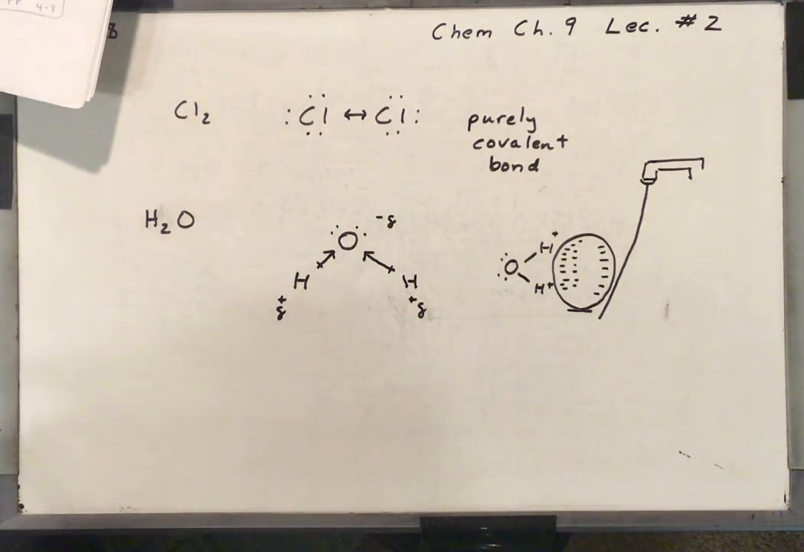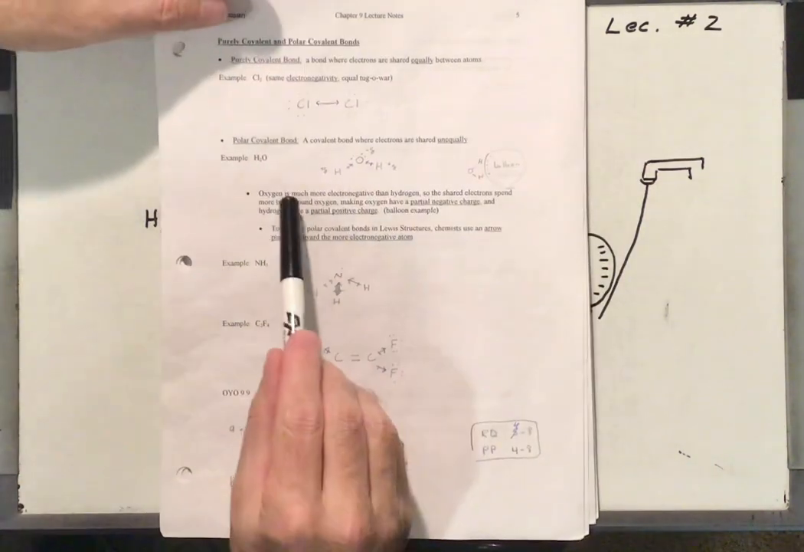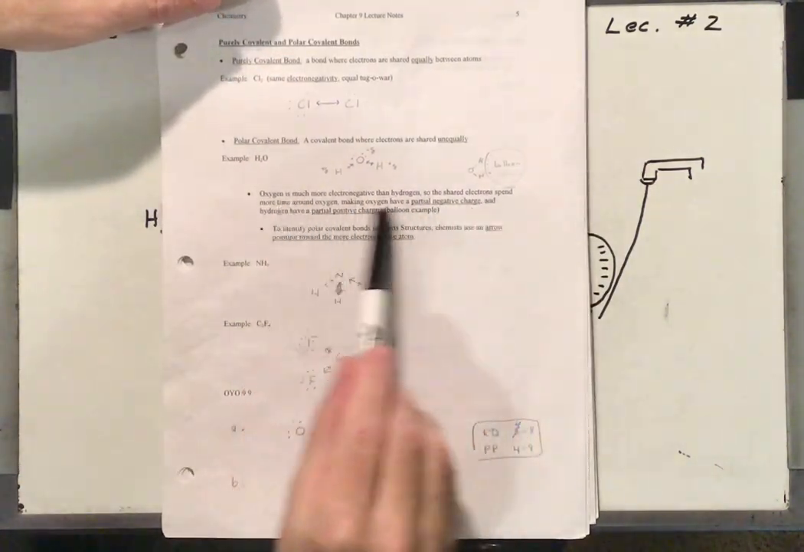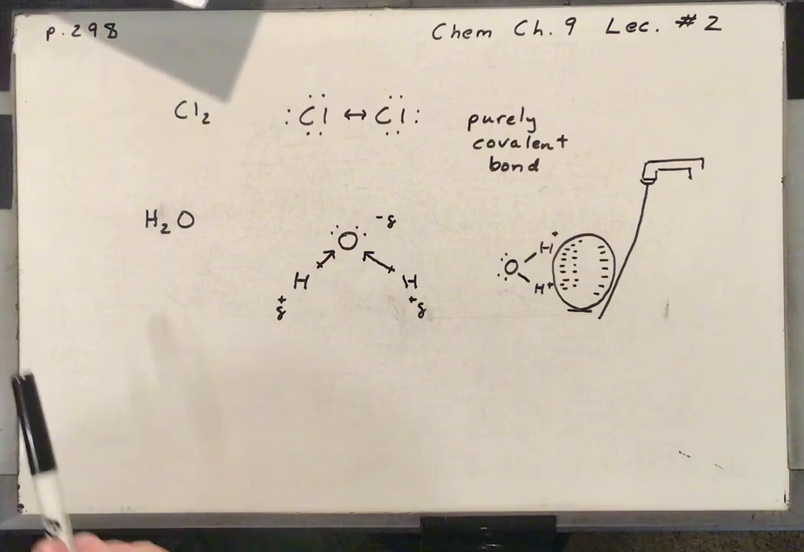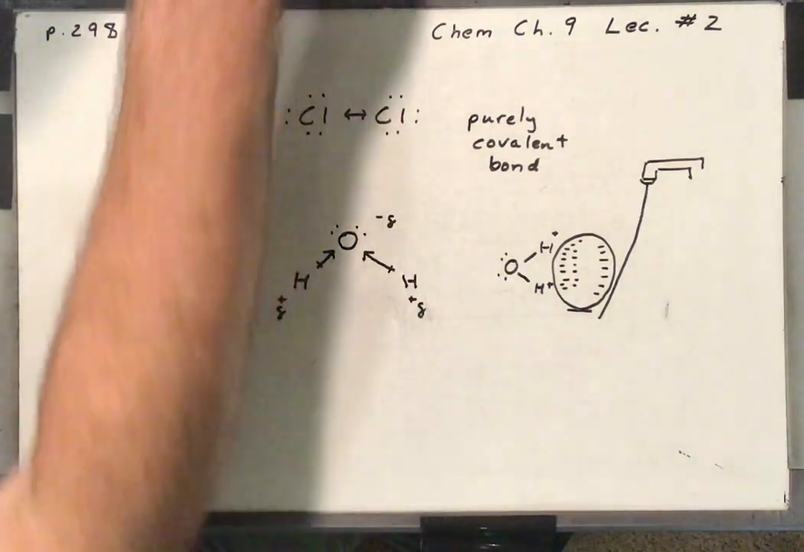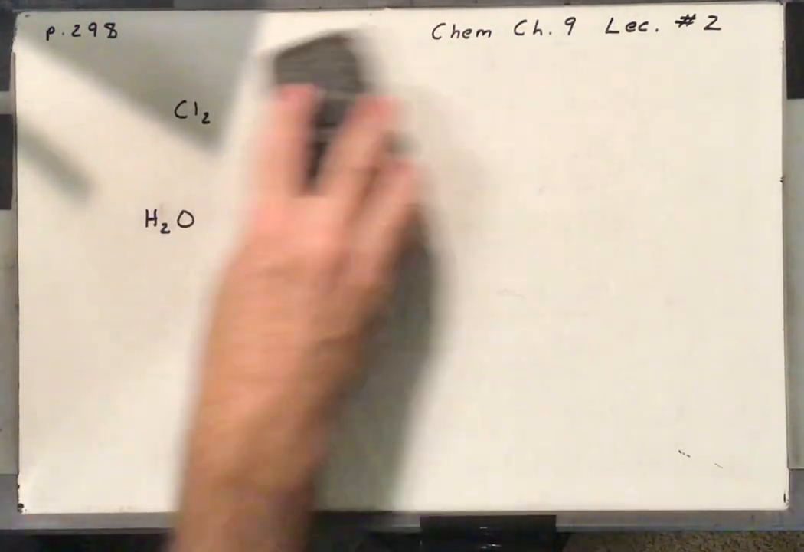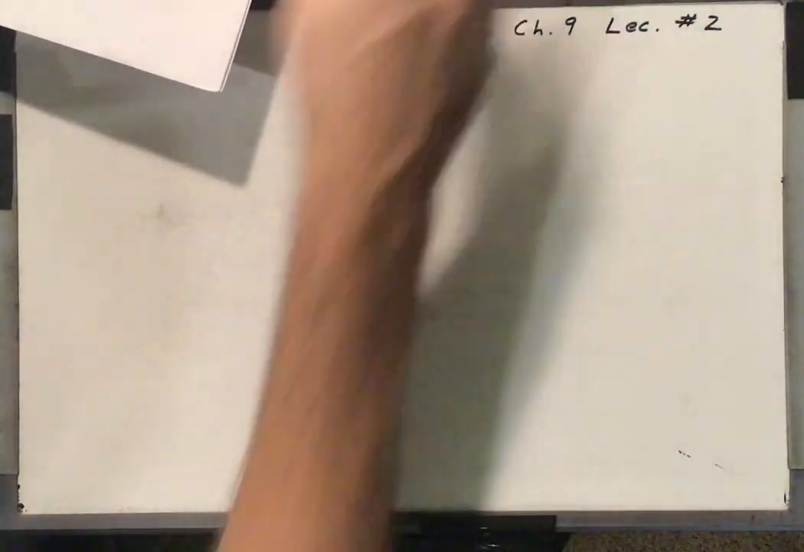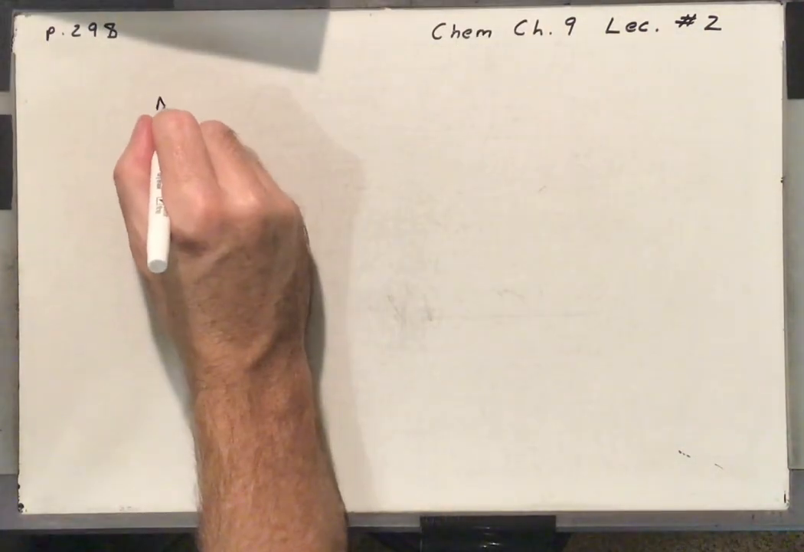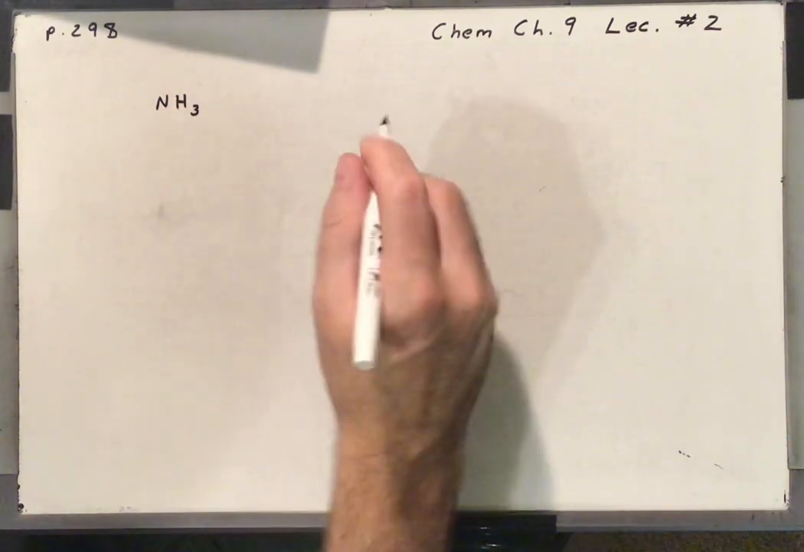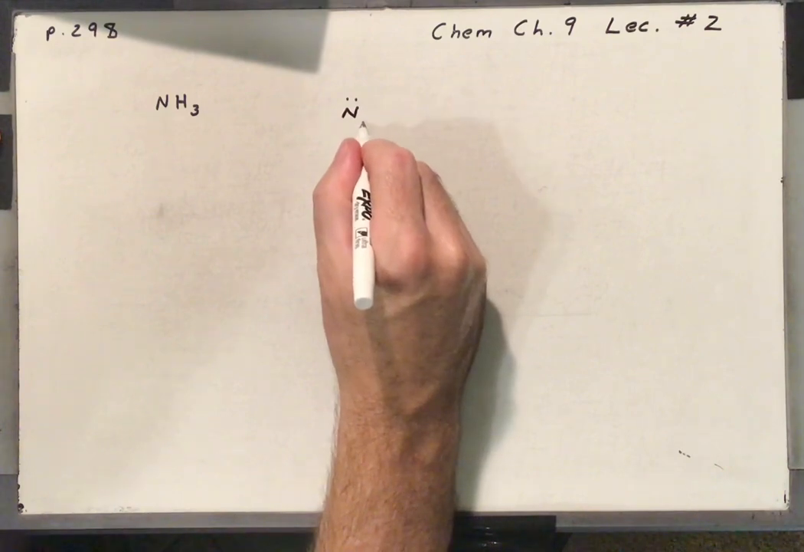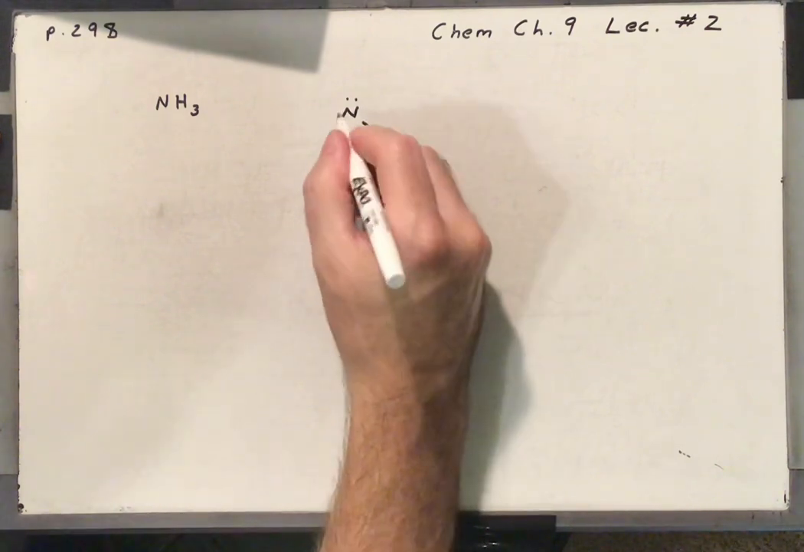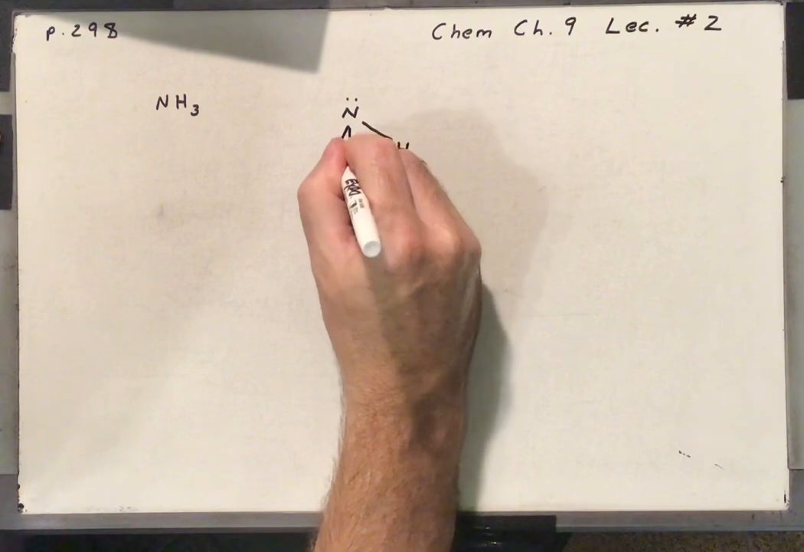Okay, so that's all described in this verbiage right here in the notes. And so let me draw a few more examples of polar covalent bonds. I've left you space in your notes to draw these. So the first is NH3. Now we drew NH3 yesterday on the notes, and what we found out was that it had a pyramidal shape. So we got our thick line there.